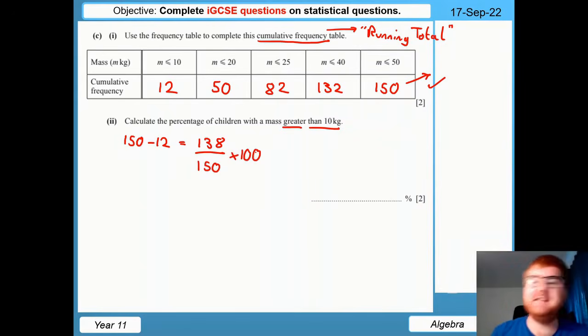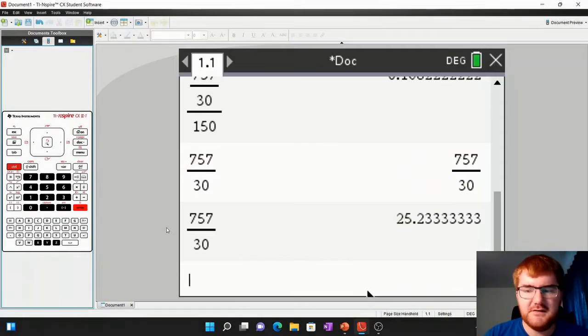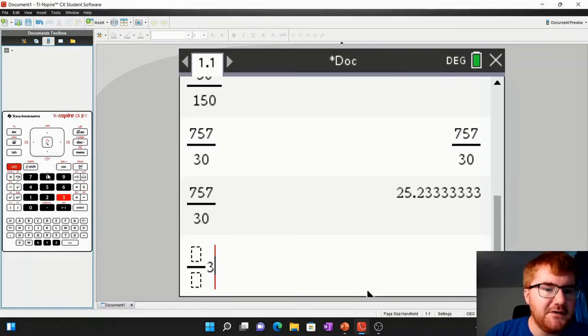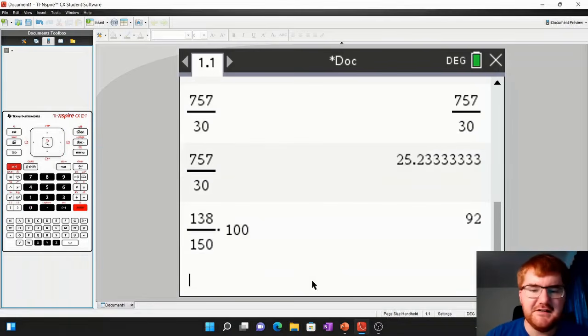So let's go to the calculator and work it out. So all we do is just type in 138. Again, you can use the fraction button if you so wish. Yeah, let's use the fraction button. So here we are, 138. Make sure you definitely type it in the right place. That is very important. And then we go 150. That's it, times by 100. And that gives us 92 exactly.